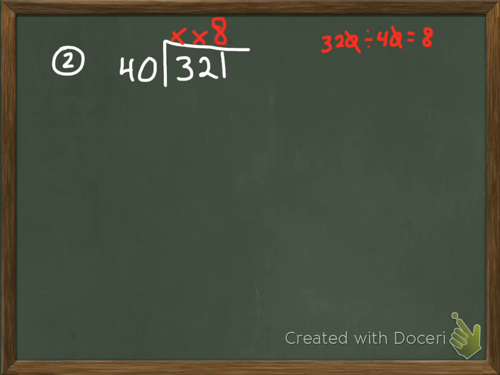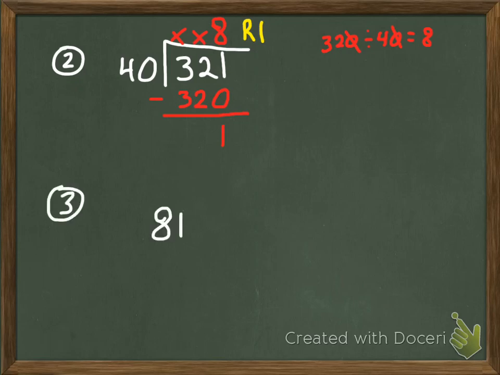I'm going to do 4 times 8 with a 0 behind it, so 40 times 8. I know 4 times 8 is 32, and then I have a 0 behind it, so 320. I'm going to subtract. 1 minus nothing is 1, 2 minus 2 is 0, and 3 minus 3 is 0. So my final answer is 8 with a remainder of just 1.